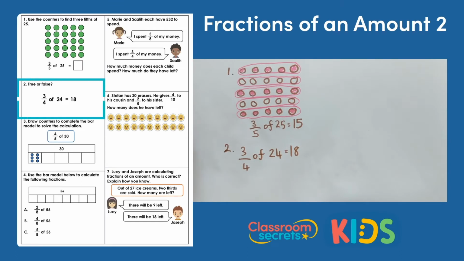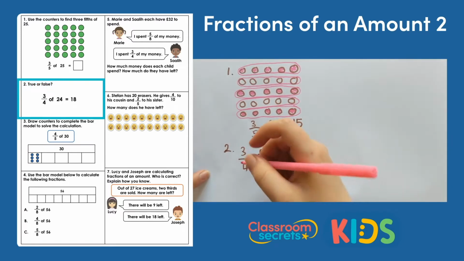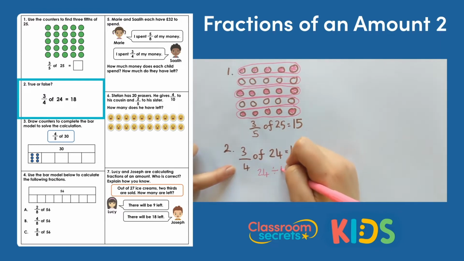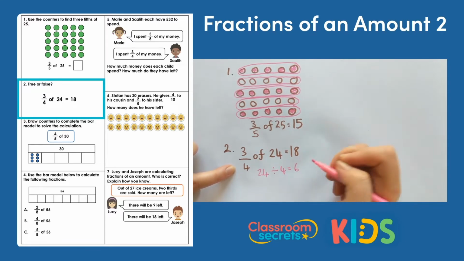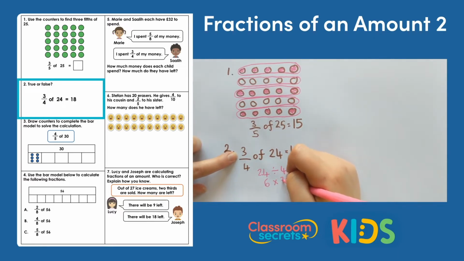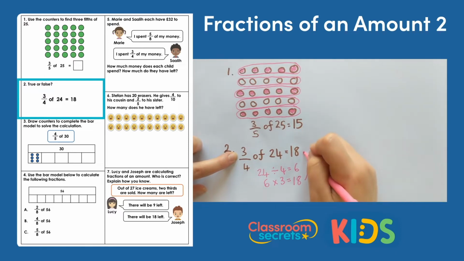Question 2 says, true or false, 3/4 of 24 equals 18. So once again, I'm going to use my mathematical method. 24 divided by the denominator, which is 4, equals 6. And then I'd use that 6 and multiply it by the numerator, which is 3. 6 times 3 is 18, which matches the answer there. So it is true and correct.